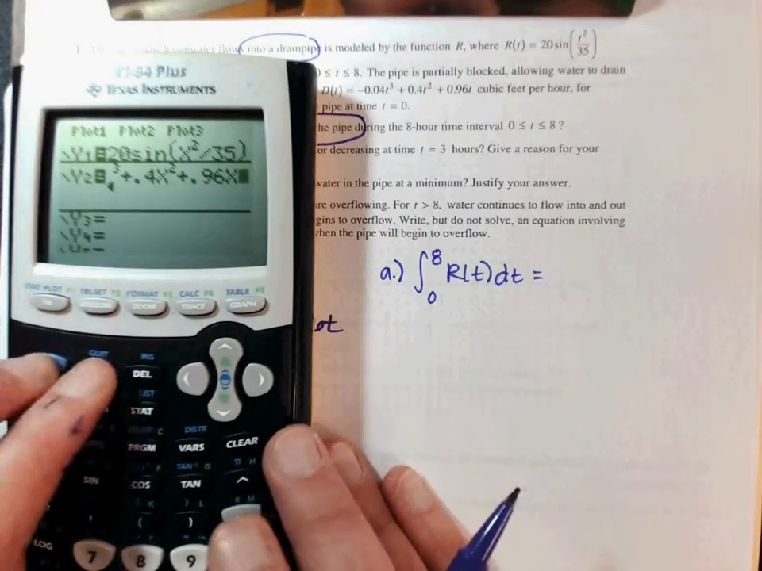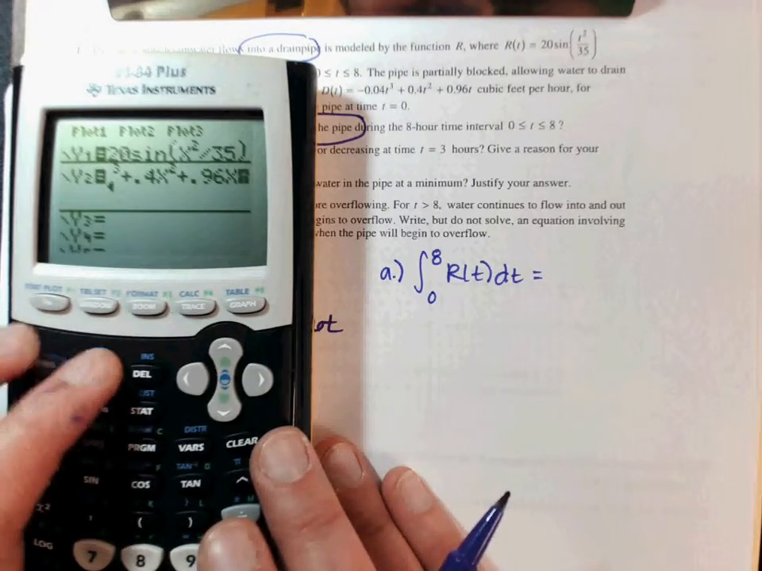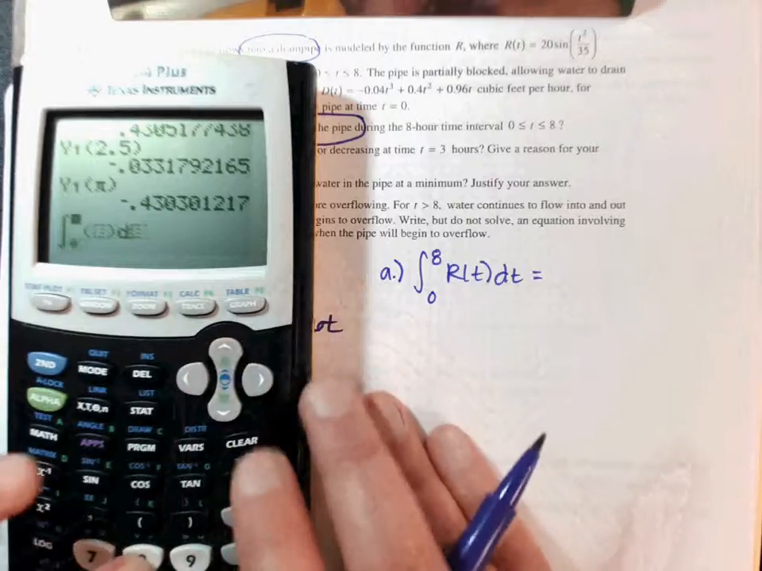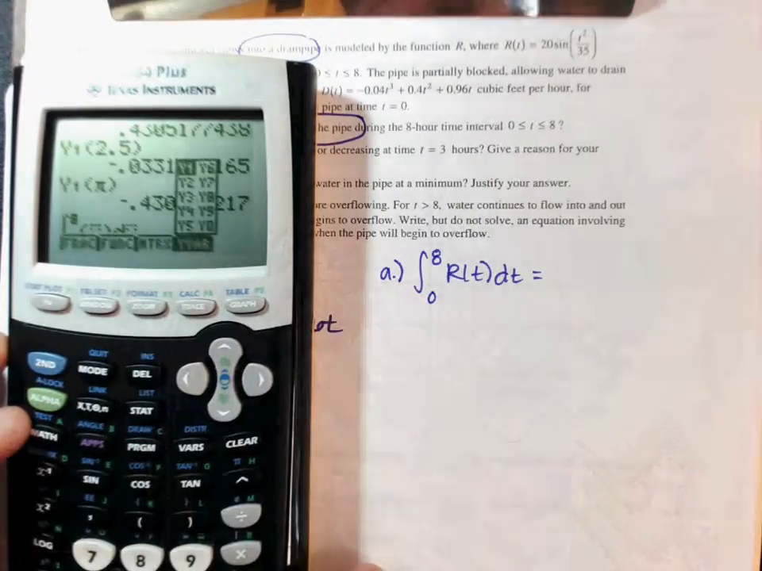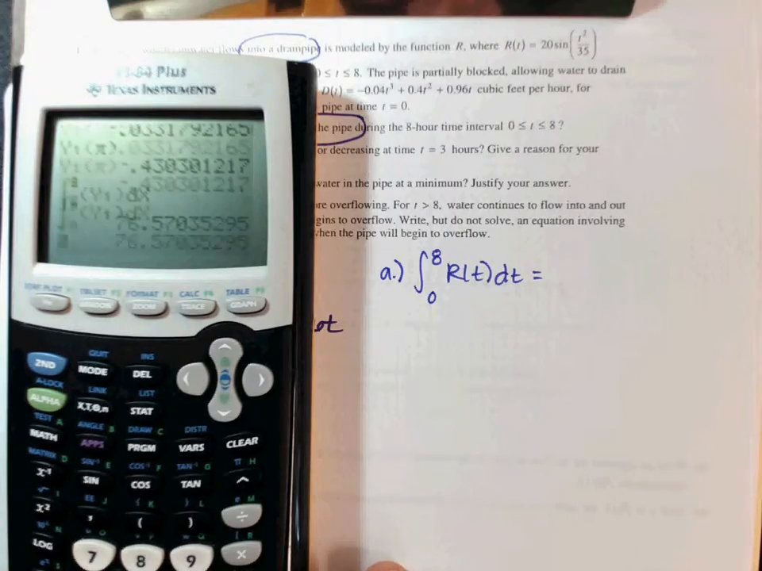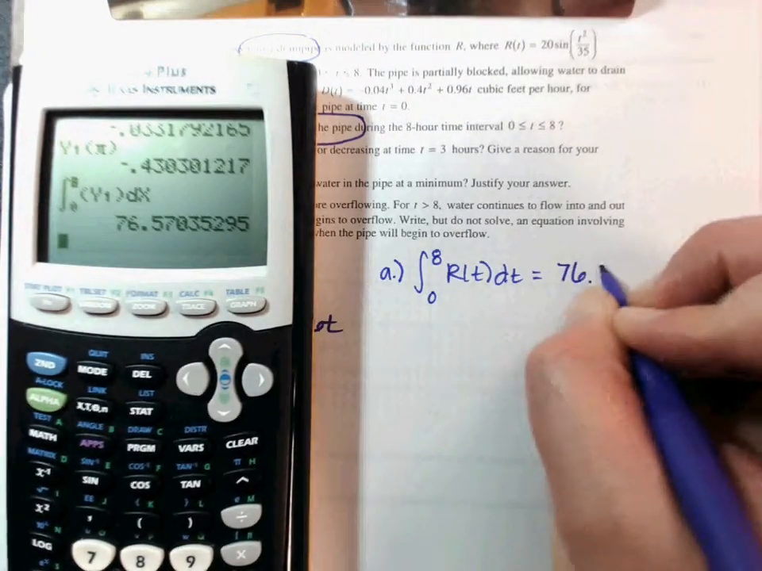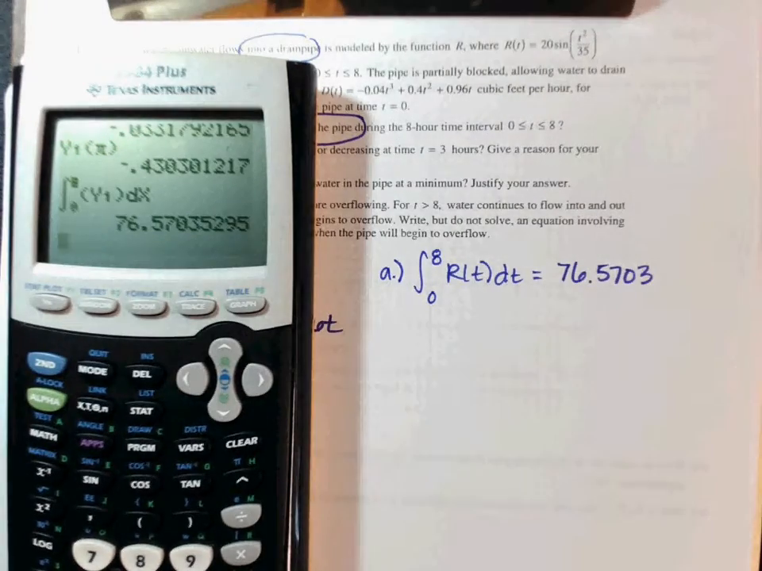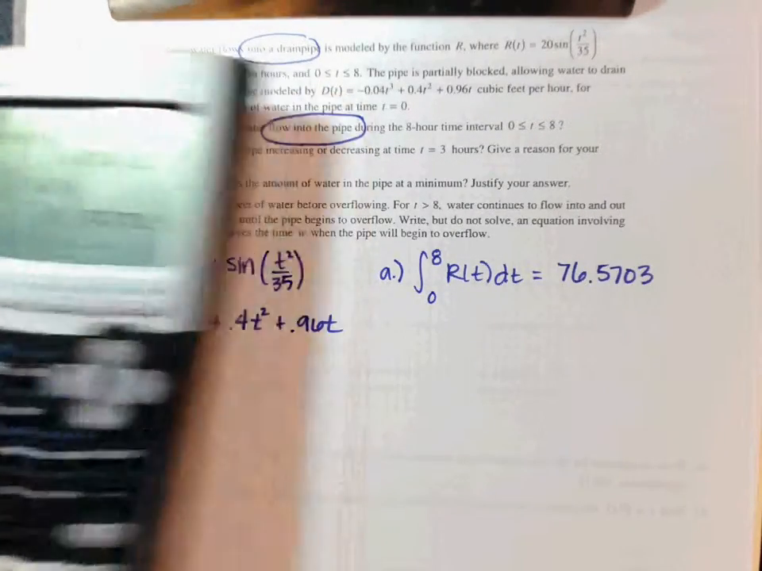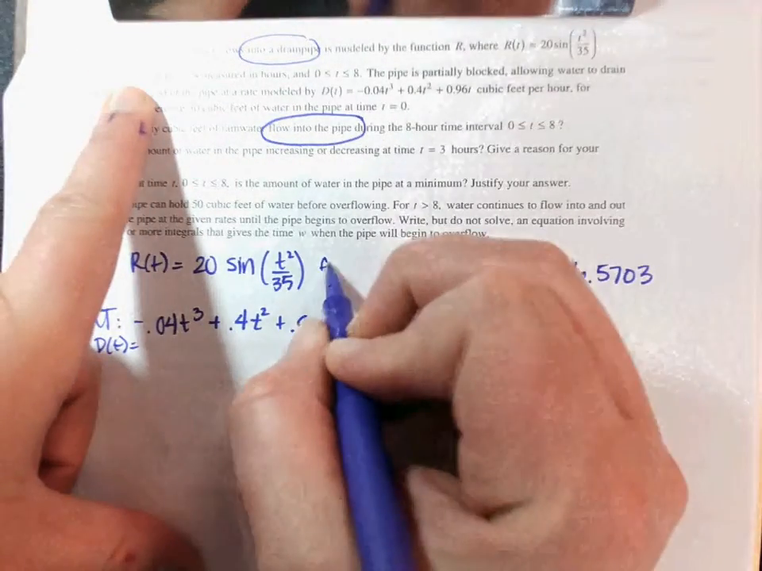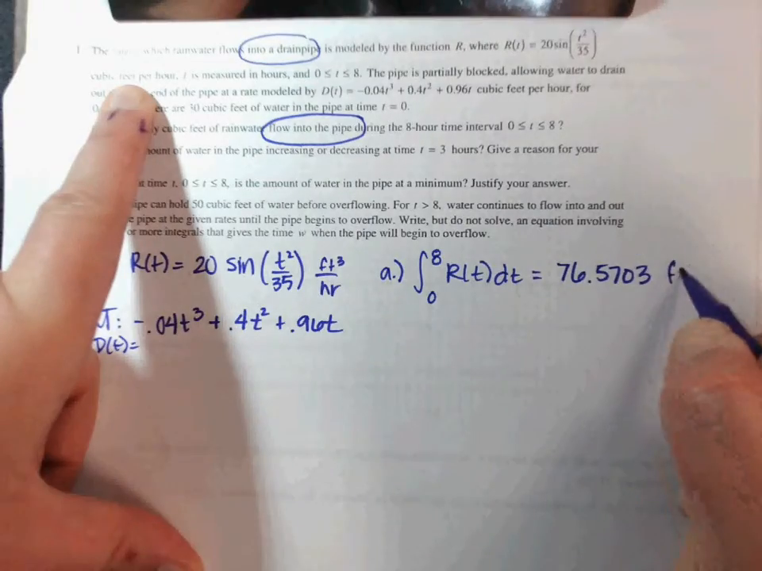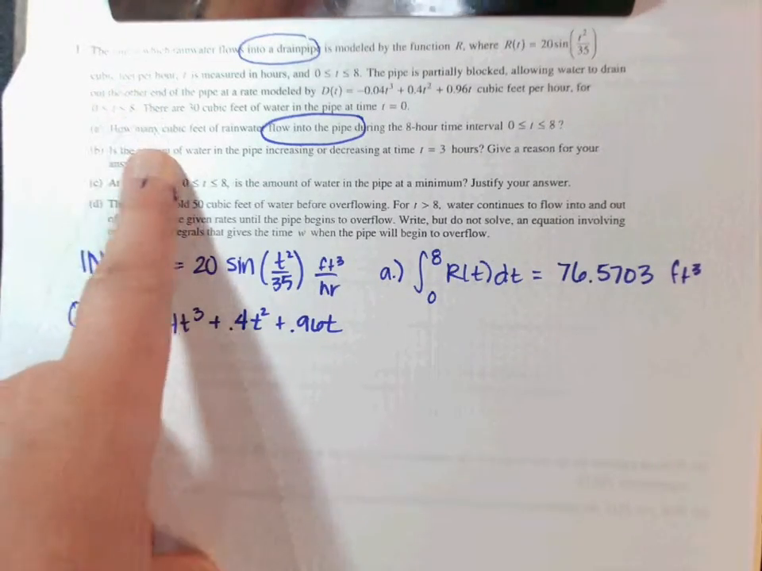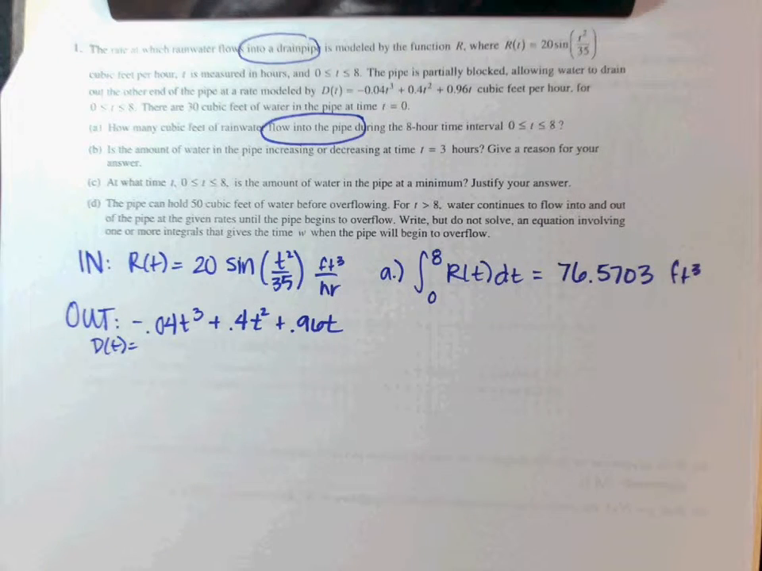Okay, so I have them typed in here. Then I'm going to do math 9, 0 to 8. And then remember that I'm only using my y1 function for the first integral. So I got 76.5703. Now, what would the units for that be if I just integrated a cubic feet per hour? Cubic feet or feet cubed. Good. Now, it doesn't say indicate units of measure, but think about it. Is that how water would be measured? Sure. It's cubic. It's volume. Okay, go to part B. I want you to think about this for a second. Is the amount of water in the pipe increasing or decreasing at 3 hours?